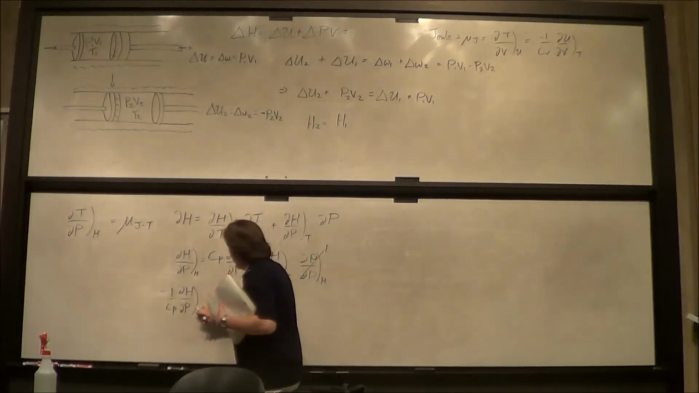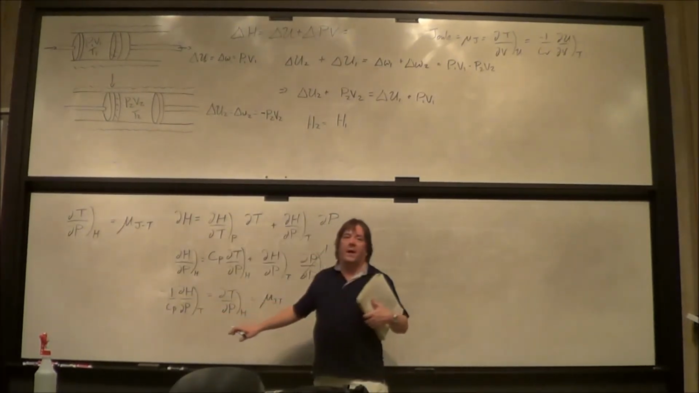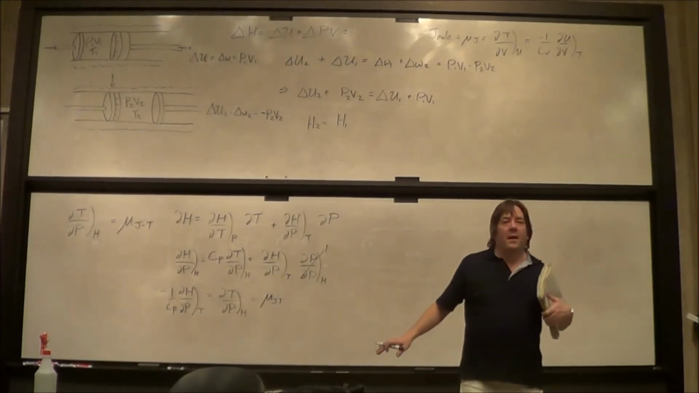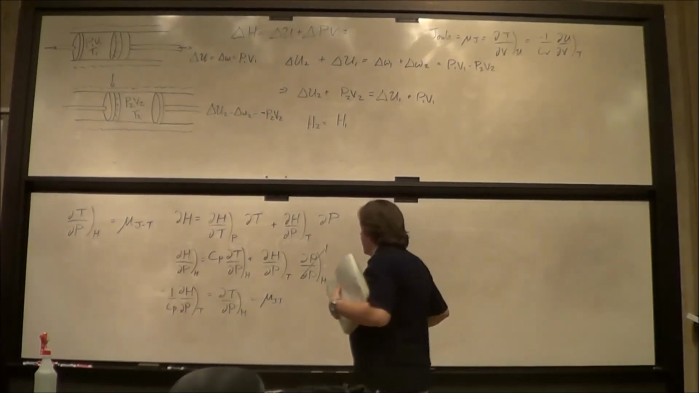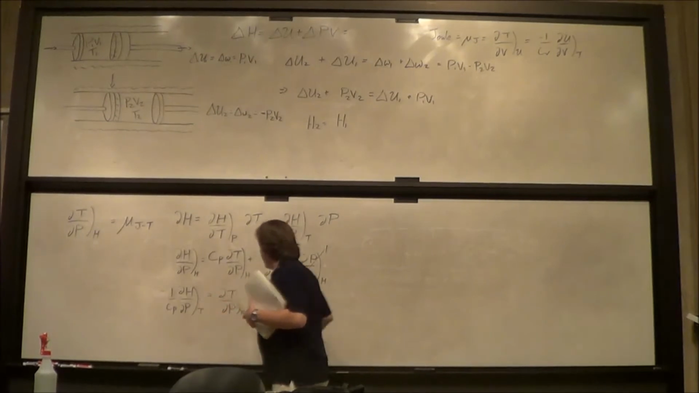So you're going to do this on a homework for perfect gases, and you're going to find it 0, and then you're going to do it for van der Waals, and you're going to find it's not quite 0, but it is a very small number.